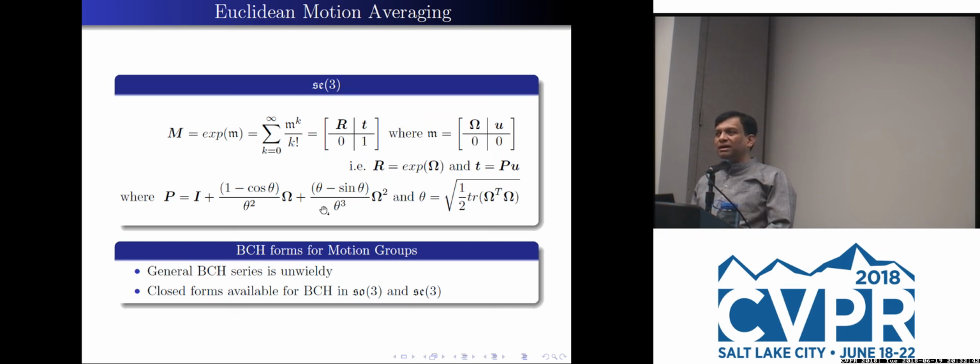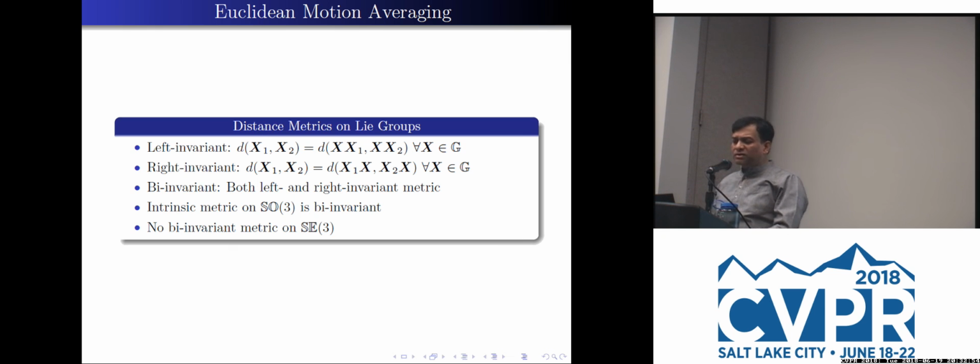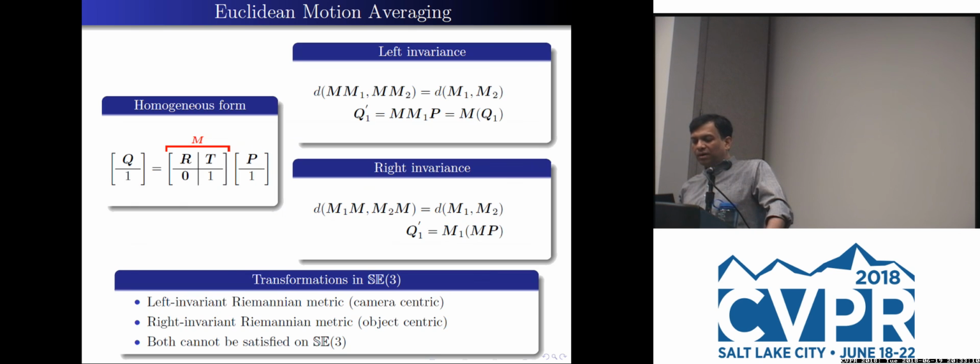Essentially, the bottom line is there are closed form expressions available for moving from the Lie group to the algebra and vice versa in the case of SE3. Okay, here is one big issue. Unlike the rotation group, you cannot have a bi-invariant distance metric on SE3. You can either pick a left invariant or right invariant form. I'm not going to go into those details too much, but this is a huge issue.